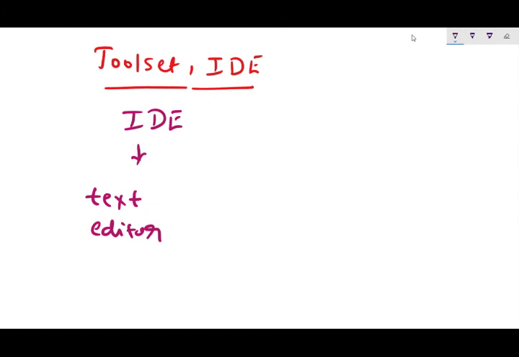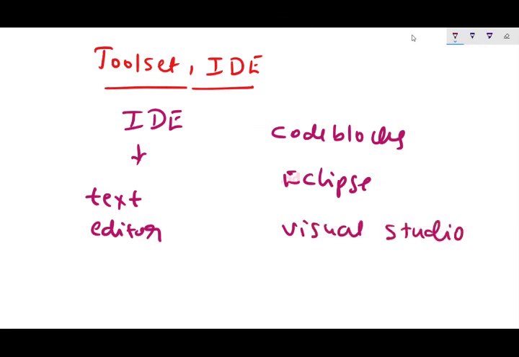For developing applications in C++, a lot of IDEs are available. For example, the CodeBlocks IDE, then Eclipse, then Visual Studio, and many IDEs are available. You can use any of those IDEs and you will be able to develop the applications.